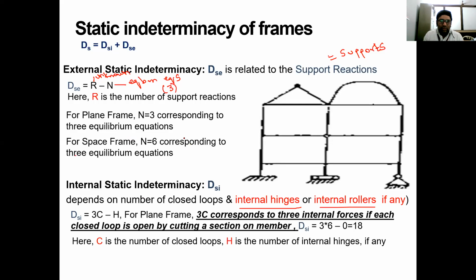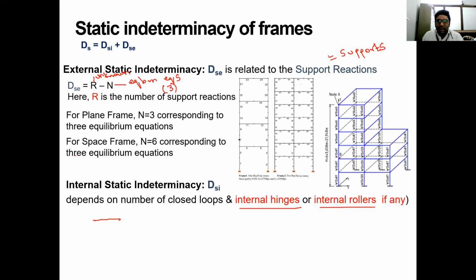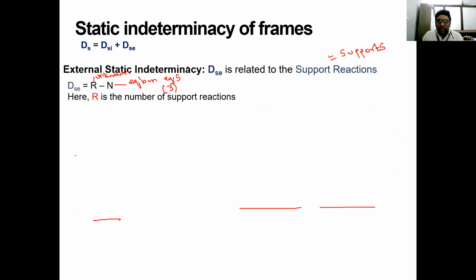Now see here. This formula is given as 3c minus h. Degree of internal indeterminacy is 3c minus h. For a plane frame, 3c means 3 internal forces will be there if each closed loop is opened by cutting a section. First I will sketch it, then I will show it. Let me first show it to you for your better understanding.